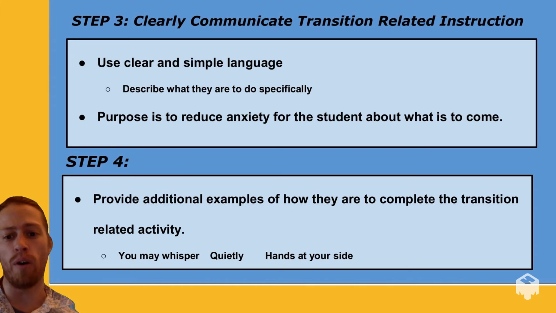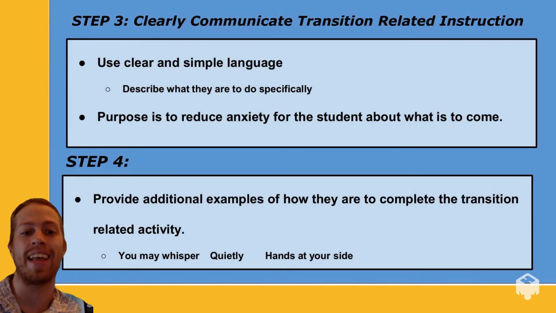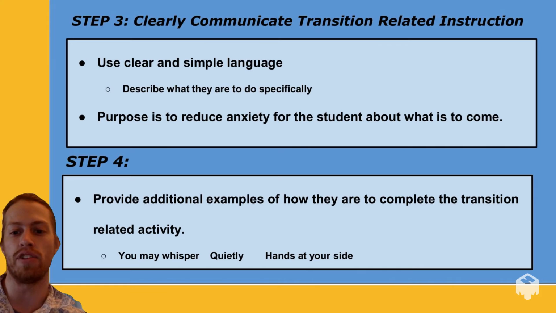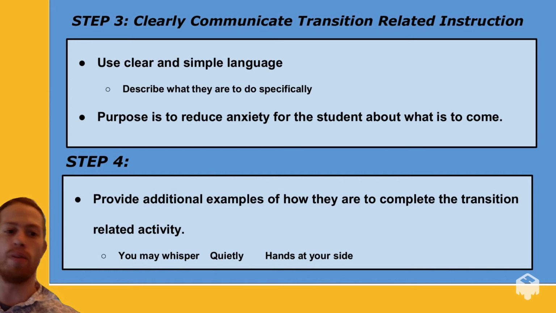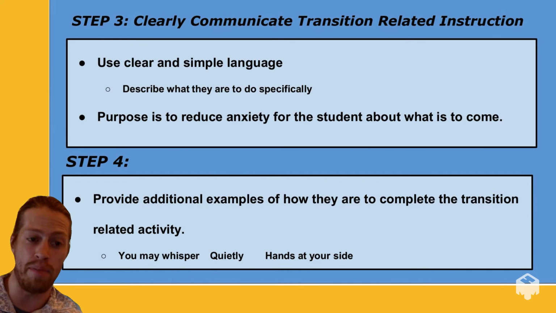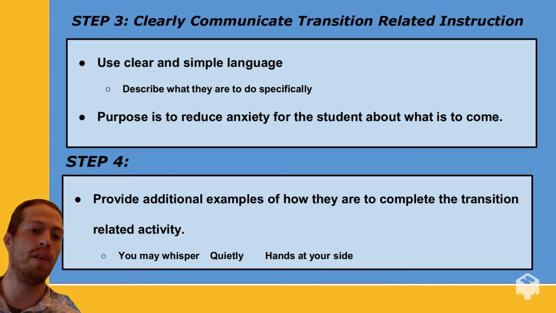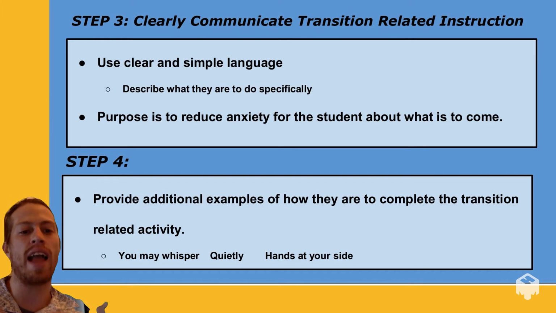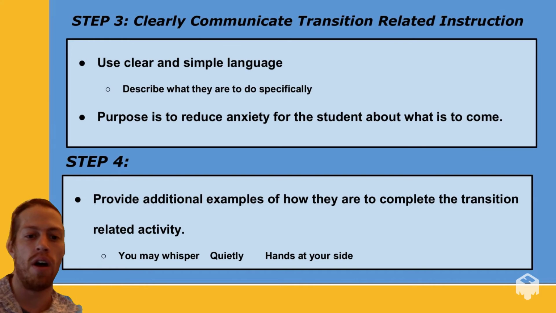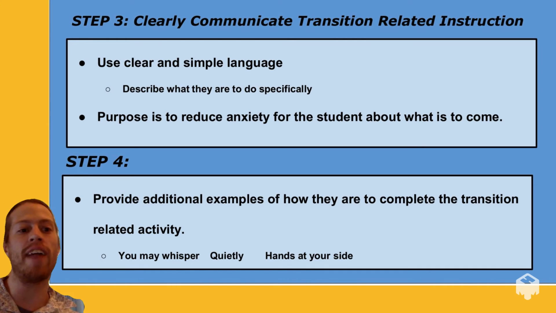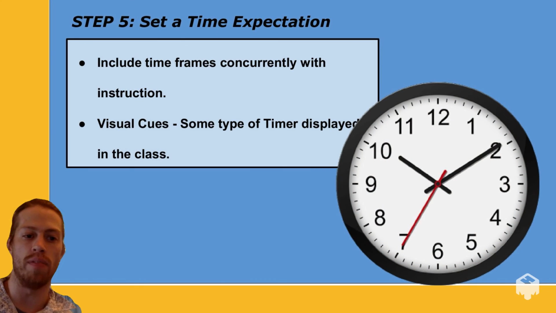Moving on to step 4, this is providing examples of how they are to complete the transition. So if you were to say put your book away and a student screams, I don't want to, but then they throw their book in their desk, well, they technically did it, but was that a successful transition? Probably not. It could be disrupting to other students. So also saying how they are to complete it is important. So quietly, or you may whisper, or keeping your hands at your side, those are important as well.